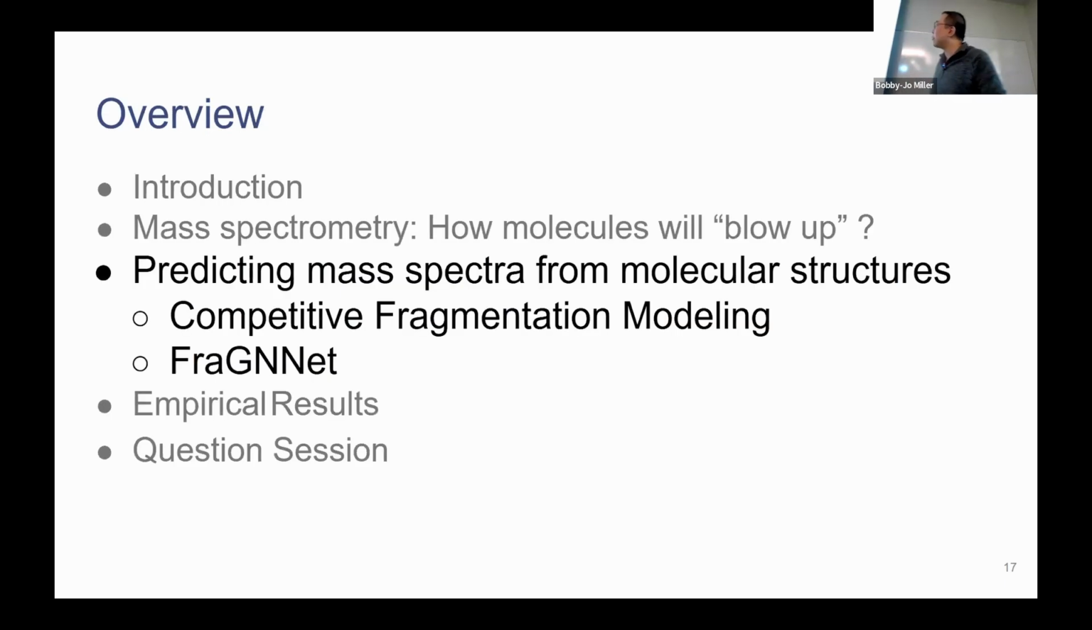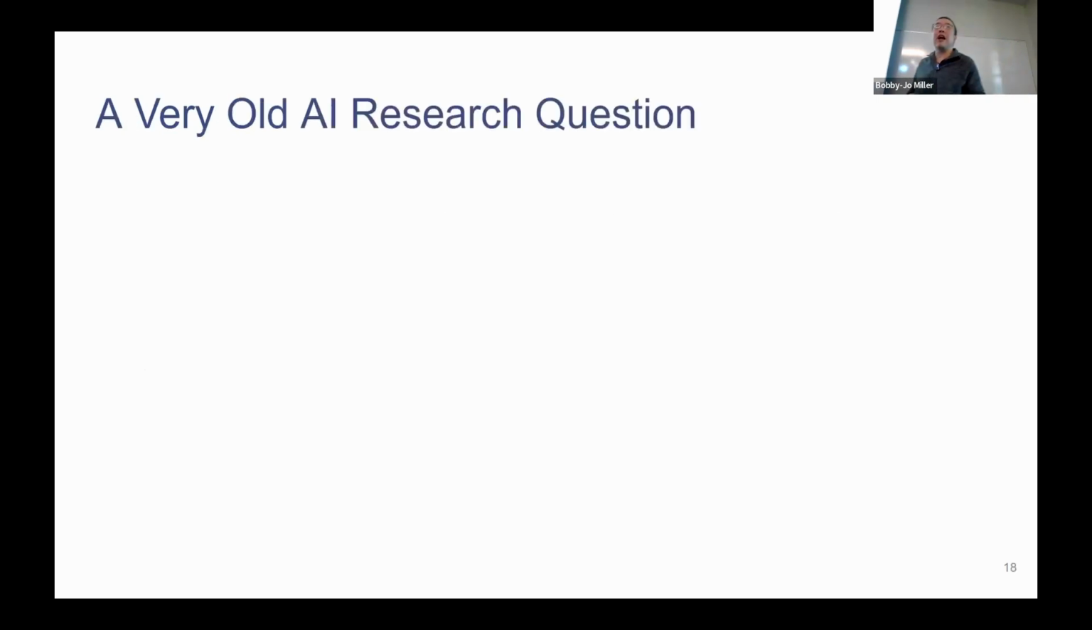Okay. So now we've talked about what the mass spec is and how the molecules are fragmented. The question is, we machine learning researchers, how are we going to use machine learning models to predict those? Okay, just a quick history lesson on this, because I do enjoy looking back into technology history.